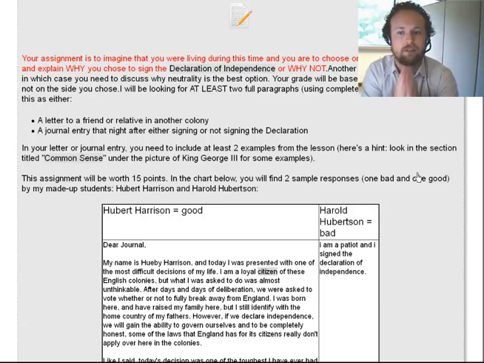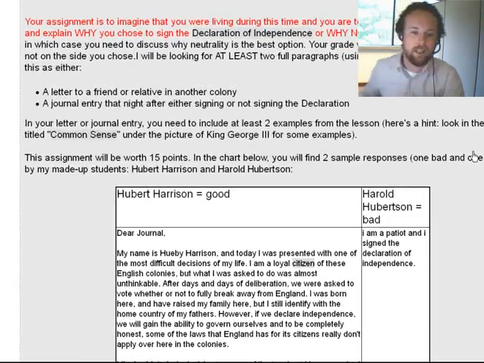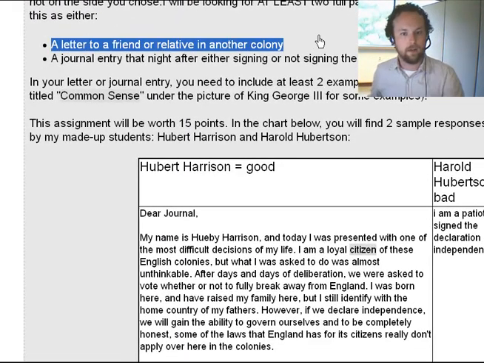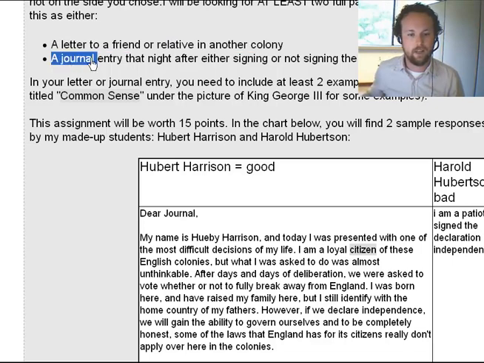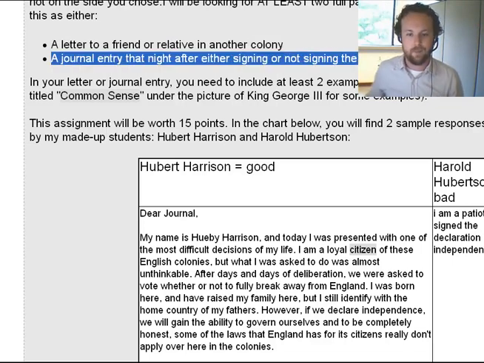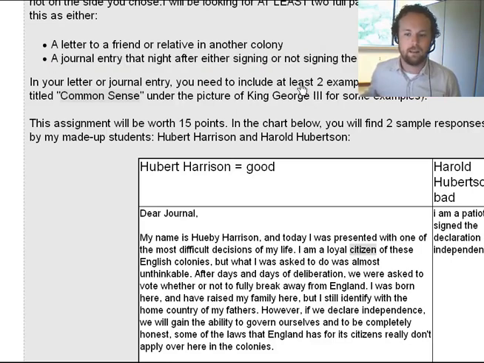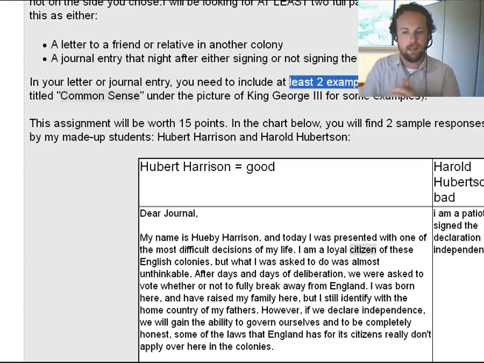Now I'm looking for at least two full paragraphs, and these are full paragraphs using complete sentences. And you can write this as either a letter to a friend or relative in another colony, in which case you would be trying to convince them to either be a patriot, loyalist, or neutral, or you can write it as a journal entry that night after either signing or not signing the declaration. And in your response, you need to include at least two examples from the lesson.